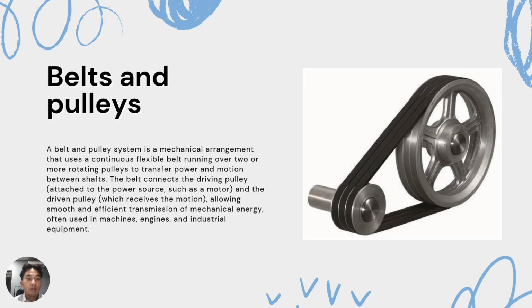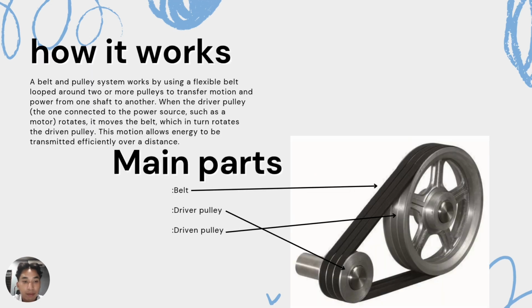Okay, first let's talk about belts and pulleys. A belts and pulleys system is a mechanical arrangement that uses a continuous flexible belt running over two or more rotating pulleys to transfer power or motion between shafts. The belt connects the driving pulley and the driven pulley, which receives the motion, allowing smooth and efficient transmission of mechanical energy, often used in machines, engines, and industrial equipment.